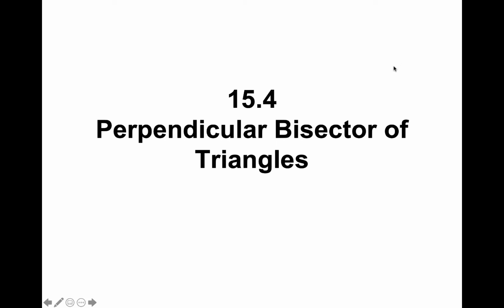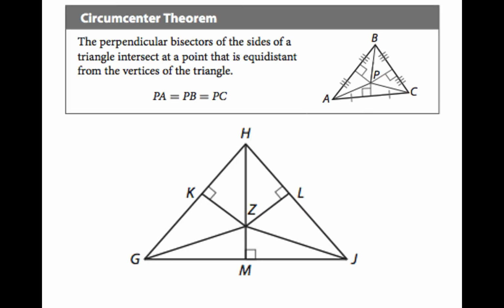Right, so today we are learning 15.4, which is the perpendicular bisector of triangles. So the circumcenter theorem says the perpendicular bisectors of the sides of a triangle intersect at a point that is equidistant from the vertices of the triangle. Now that is a mouthful.